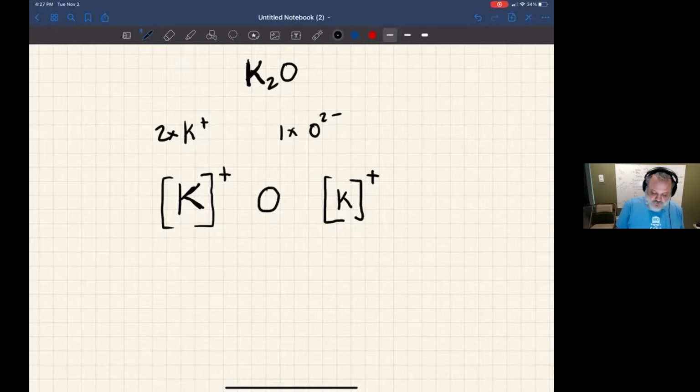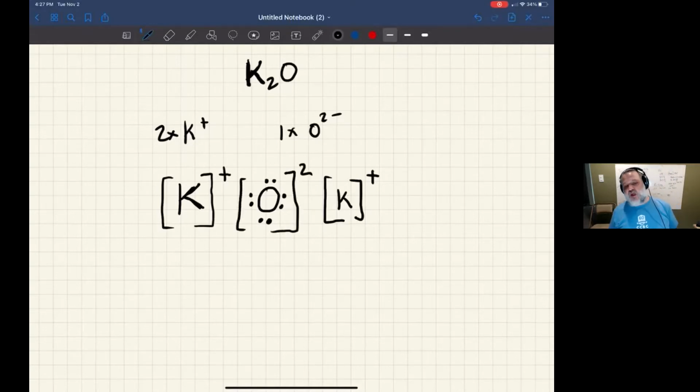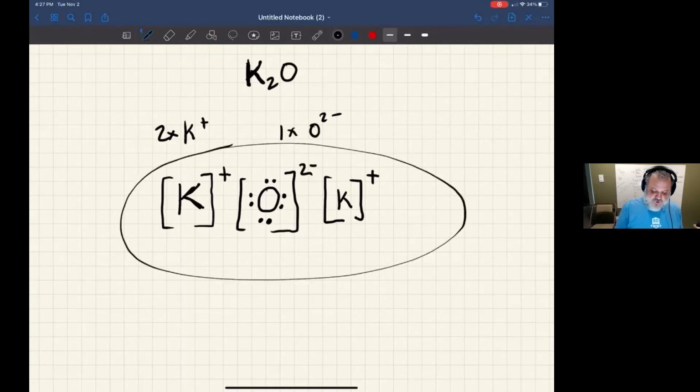Now, a neutral oxygen has 1, 2, 3, 4, 5, 6 electrons. That's neutral, but it gained 2 electrons to become -2. So 7 and 8. It now has a -2 charge. And so I put it in brackets as well with a 2- outside of the bracket. And that's my Lewis dot structure for potassium oxide.